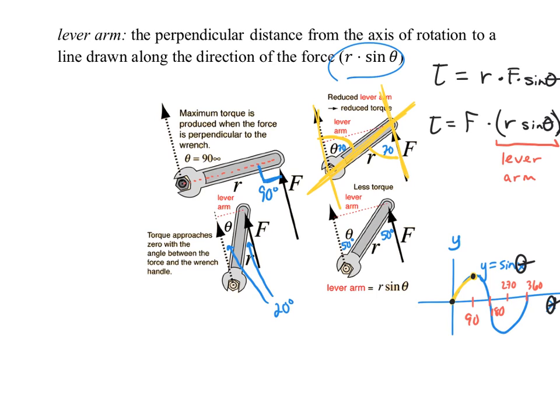r is never changing. r is the length of the wrench. r is never changing, but theta is changing, which is why this dotted red line gets shorter and shorter as theta gets smaller and smaller. The dotted red line, look how short it is by the end. So we call this leverage. And if you say you have more leverage, it means you have a longer dotted red line, a longer lever arm.